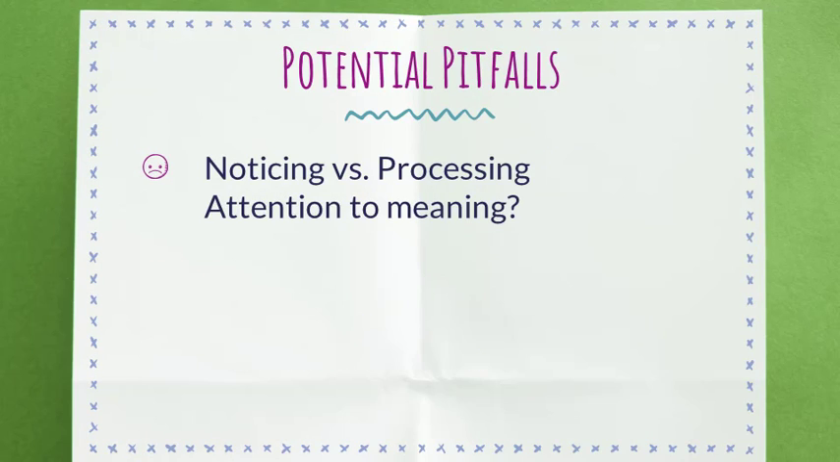Now, a potential pitfall related to this is that I keep saying noticing instead of processing. And that is because the learners may notice these forms, but if they're not attaching a meaning to these forms, then there is no processing. And as we saw in another video, we can define processing as making these form-meaning connections. You can technically transcribe something word for word without actually understanding what you're writing down.